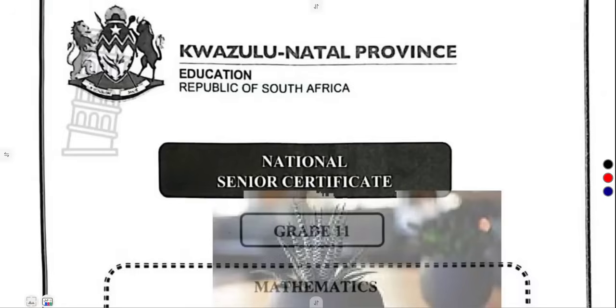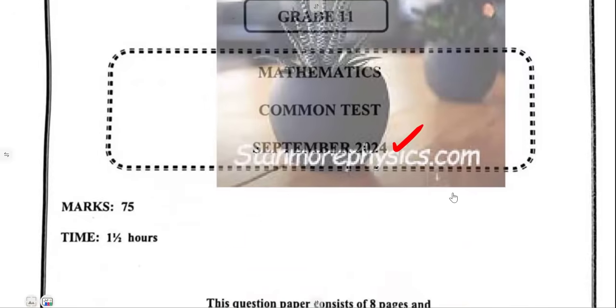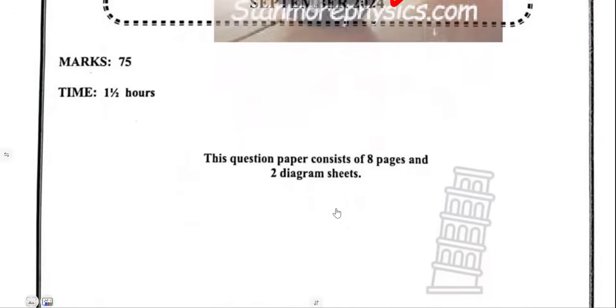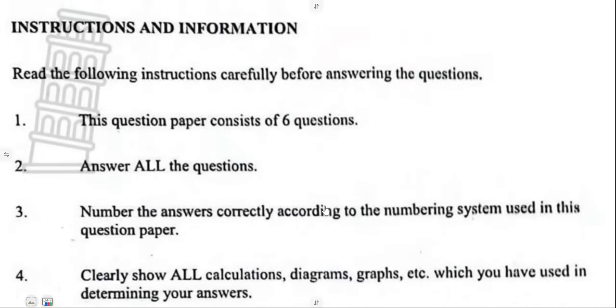So in this case, we are going to consider another typical exam revision as we are preparing ourselves for the exams which are ahead of time. This is a KZN province paper, which was actually written in September 2024 as a common test. We are going to try by all means to figure out how to attempt these typical questions as we are given. So remember to go through the instructions and the information that you are given.